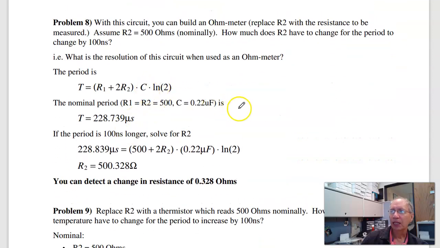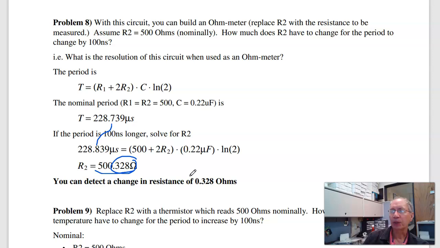Suppose that resistor is a temperature sensor, a thermistor. What's the smallest change in resistance I can see? Nominally it's 500 ohms, 0.22 microfarads. There's the period. If I make the period 100 nanoseconds longer, and resolve for R2, that's what R2 has to be. That means with the 555 timer, I can now measure resistance down to 0.3 ohms. Before it was about 1.9 ohms.